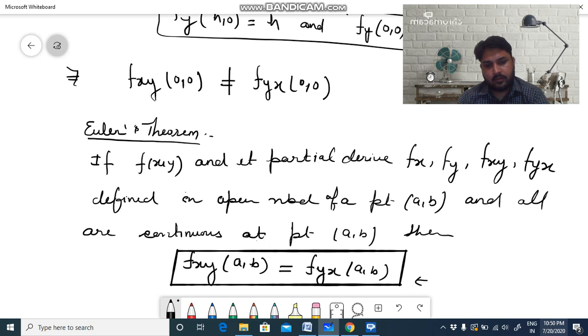So in this way we can conclude that if the partial derivatives of the function are all continuous, and the function itself is continuous at point a comma b, then its mixed kind of partial derivative values are both equal.